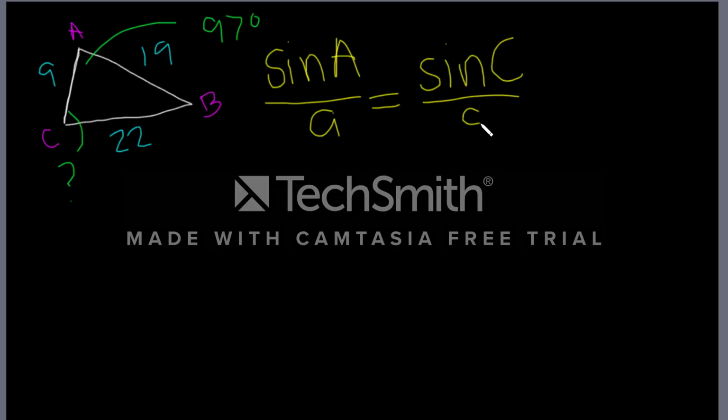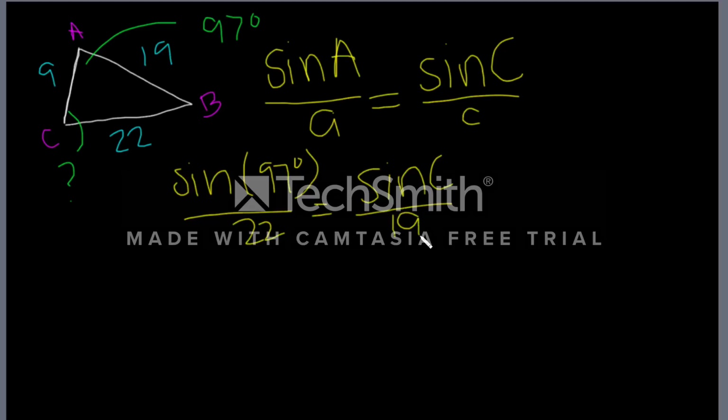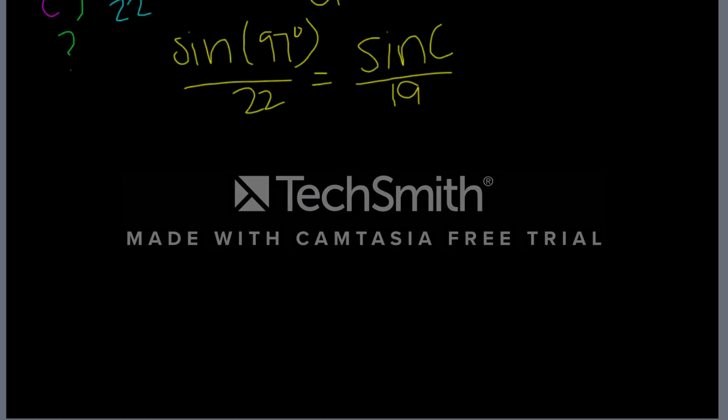Then we'll plug in what we know. So we know that A is 97 degrees, side A is 22. We do not know angle C, that's what we're looking for. We know that side C equals 19. There we go. So from here, we're going to go ahead and cross multiply. So 19 times the sine of 97 degrees equals 22 times the sine of C.